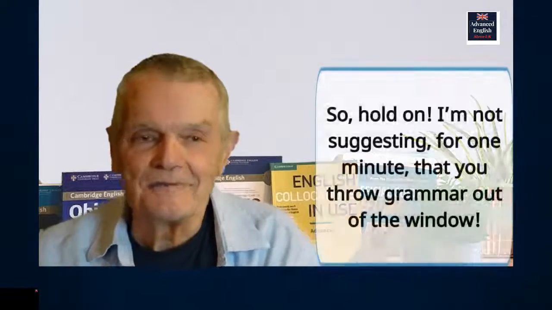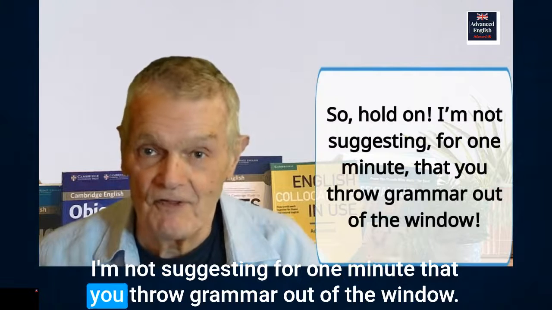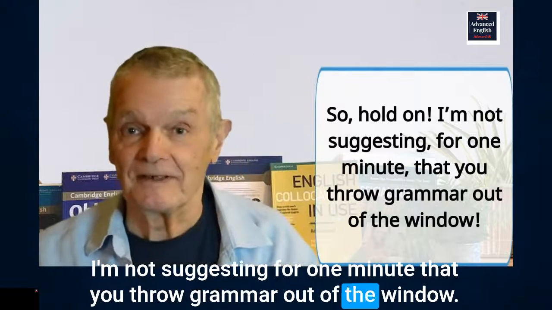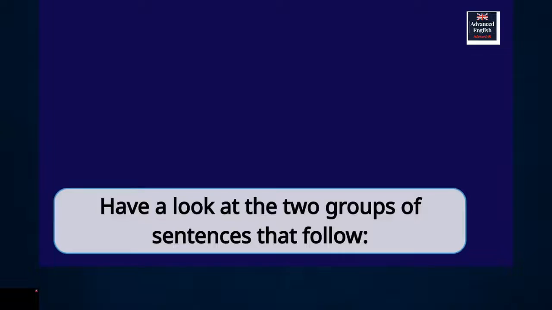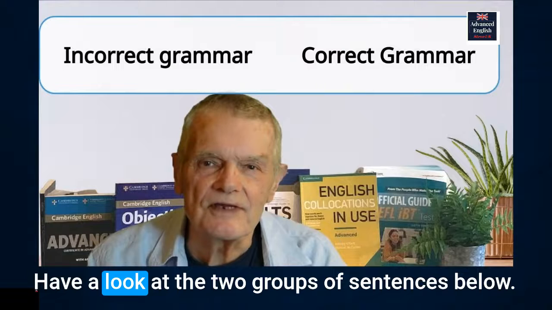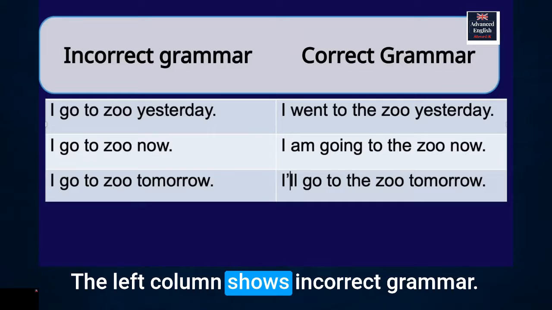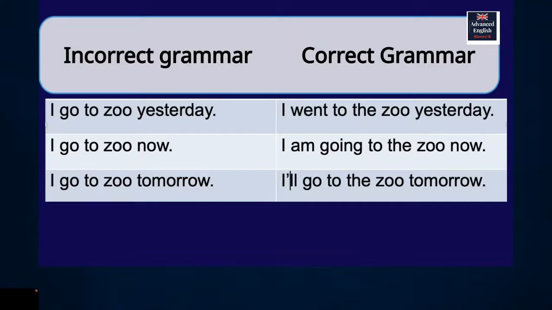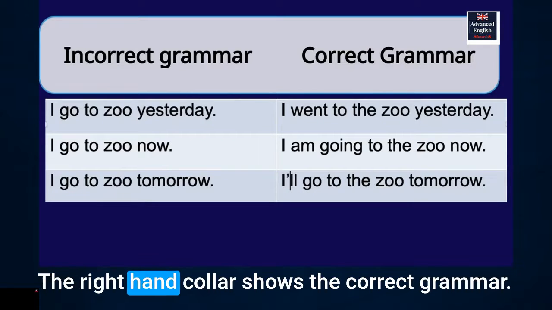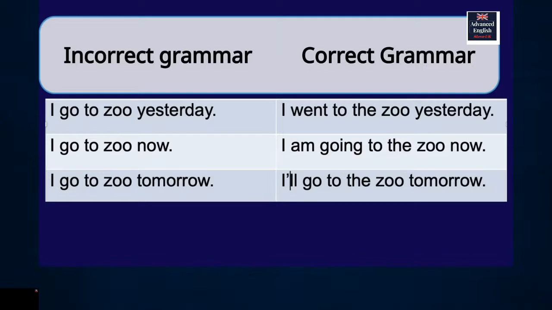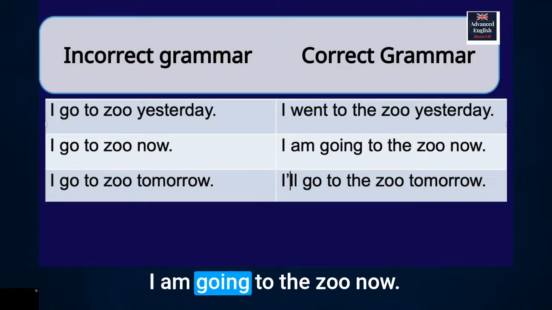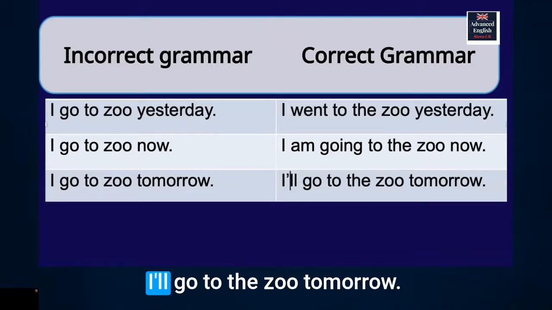So hold on. I'm not suggesting for 1 minute that you throw grammar out of the window. Have a look at the two groups of sentences below. The left column shows incorrect grammar. "I go to the zoo yesterday. I go to the zoo now. I go to the zoo tomorrow." The right-hand column shows the correct grammar. "I went to the zoo yesterday. I am going to the zoo now. I'll go to the zoo tomorrow."